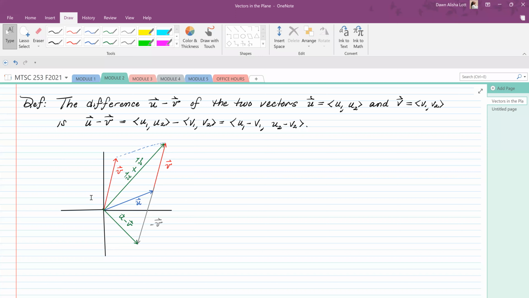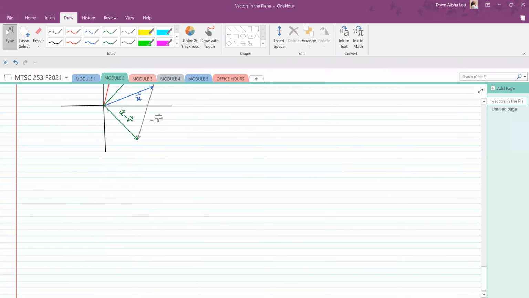All right. So just to make sure I know you're understanding this, I'm going to give you some quick problems to do. You got to give me the answers. Okay, so U is going to be 3, -2, and V is going to be 4, 6.